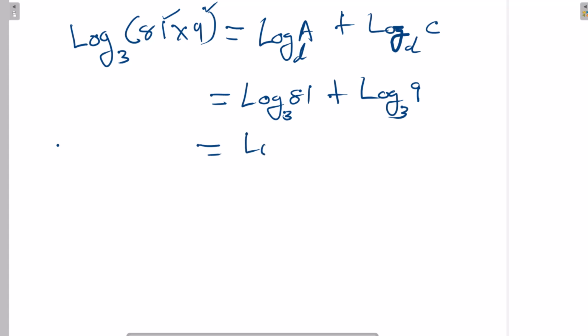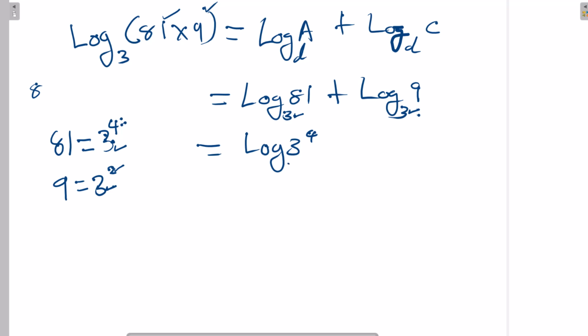which is equal to log 81. According to the laws of exponent, 81 is equal to 3 power 4 and 9 is equal to 3 power 2. So why am I converting to base 3 in laws of exponent? Because the base is the same as this base. So you convert to a base that is equivalent to the logarithm base, because this remains the logarithm base. So here we get log 3 power 4 base 3 plus log 3 power 2 base 3.